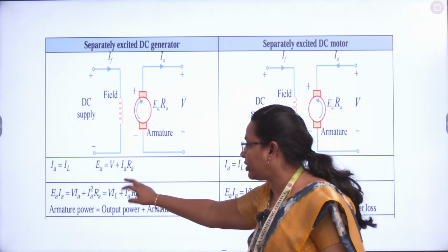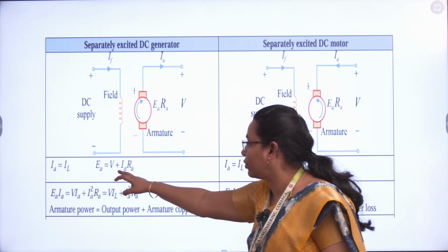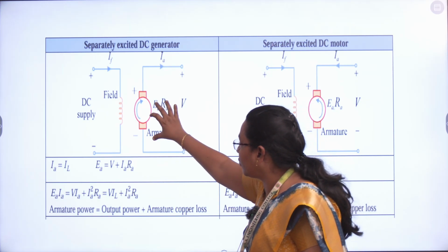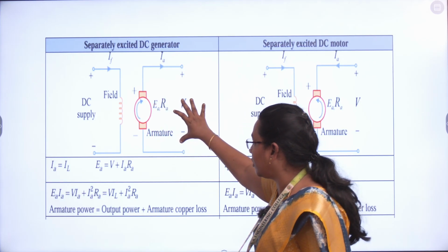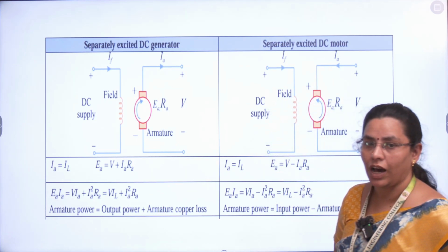While coming to the voltage equation, EA is the EMF, that should be equal to V plus IA RA. So the amount of voltage generated on the armature side equals the total voltage across the load side plus IA RA, which is nothing but the voltage across the armature.